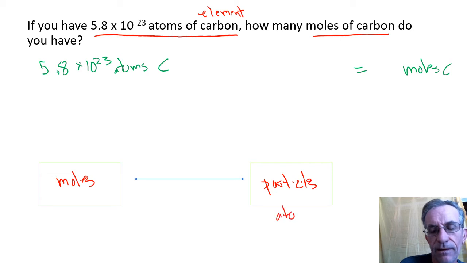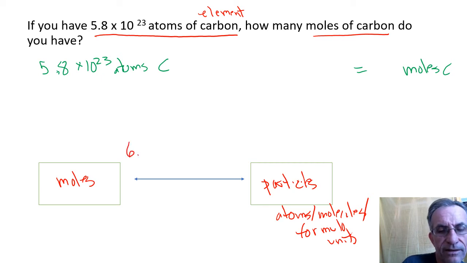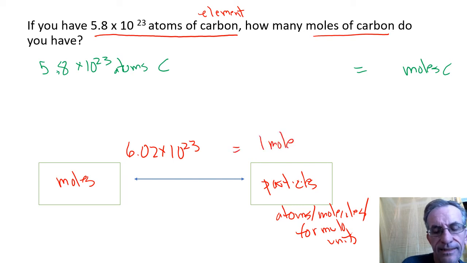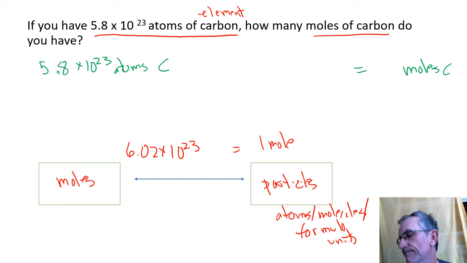Atoms, molecules, formula units. That's what I mean by particles. The way you do it is you do 6.02 times 10 to the 23 is a mole. Now, next to Avogadro's number, we're going to write 6.02 times 10 to the 23. We got to write a word. What word are we going to write this time? What word goes right here?